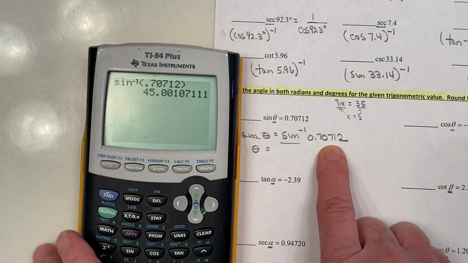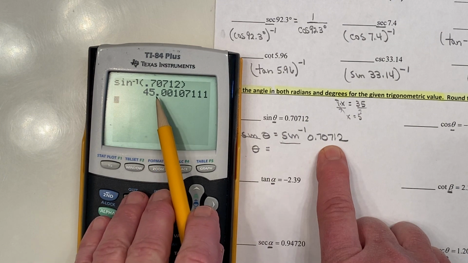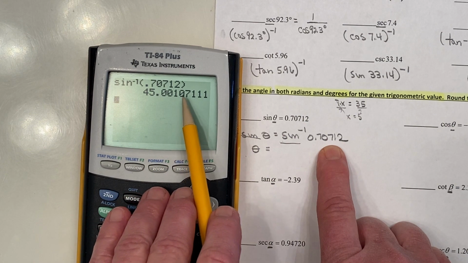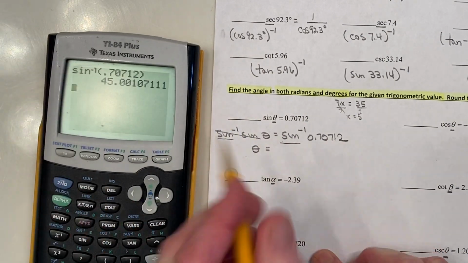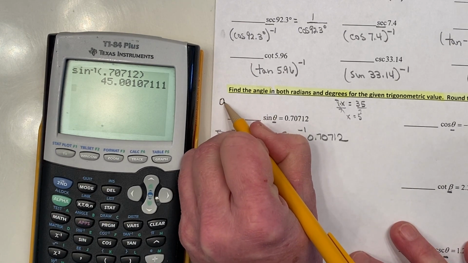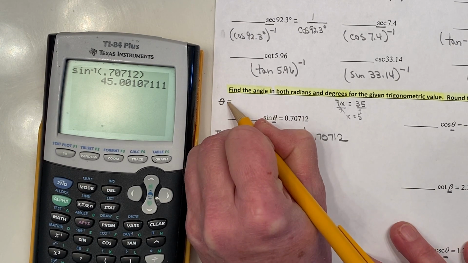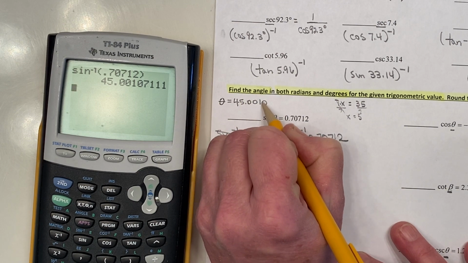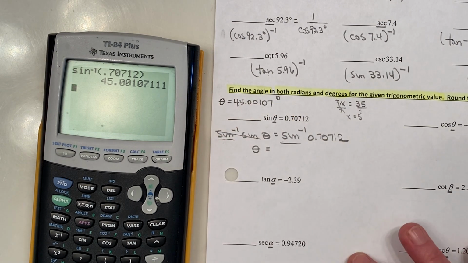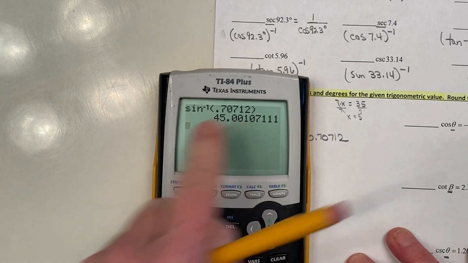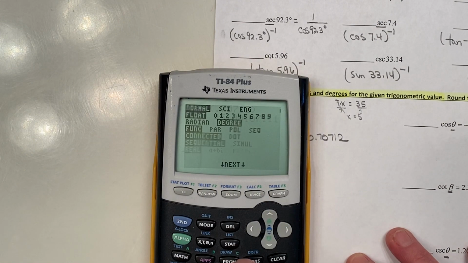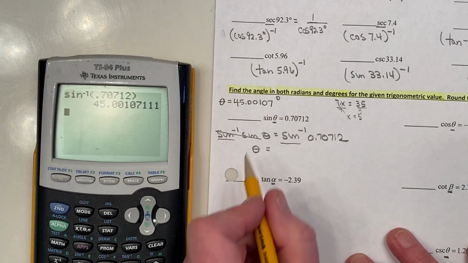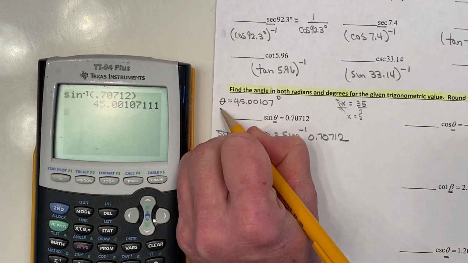45, I have to round to 5, 45.00107 degrees. So go ahead up here and put theta equals, because that's what we're finding, 45.00107. Don't forget your degree symbol. If you can't remember if this is degree or radian, just go back to the mode key and see, oh yeah, it's degrees. All right, so what is the other angle measure that I'm supposed to give?